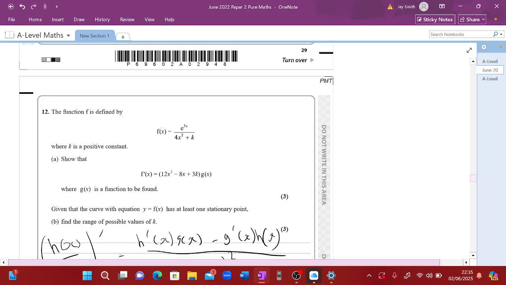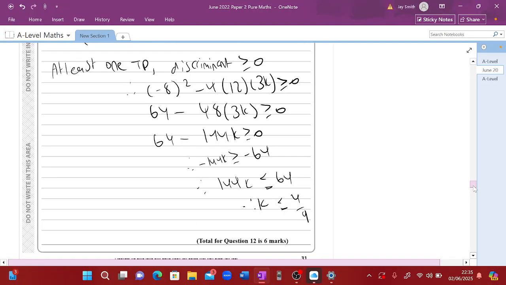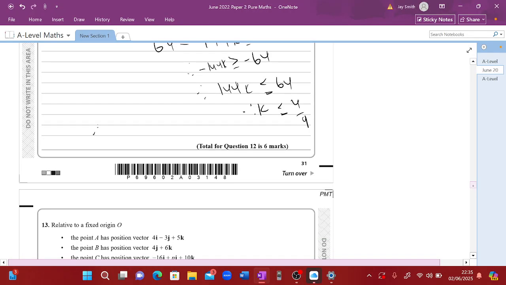You might be fine there, but it says k is a positive constant. So our upper bound is going to be greater than 0, right? A lower bound. So I'm going to say k is positive, so k greater than 0. Therefore 0 is between k. That's equal to 4 over 9.